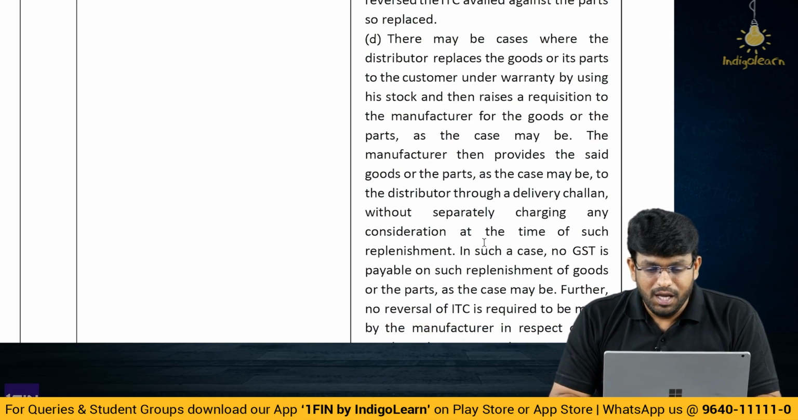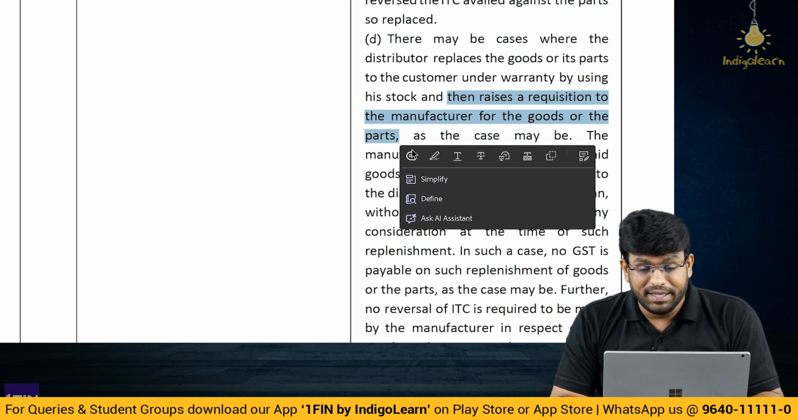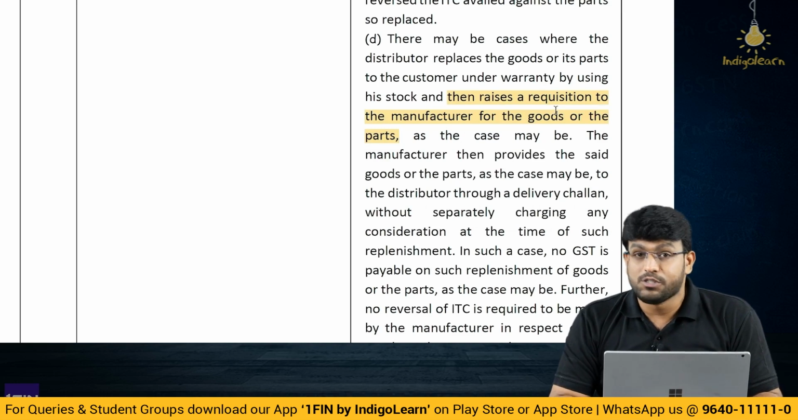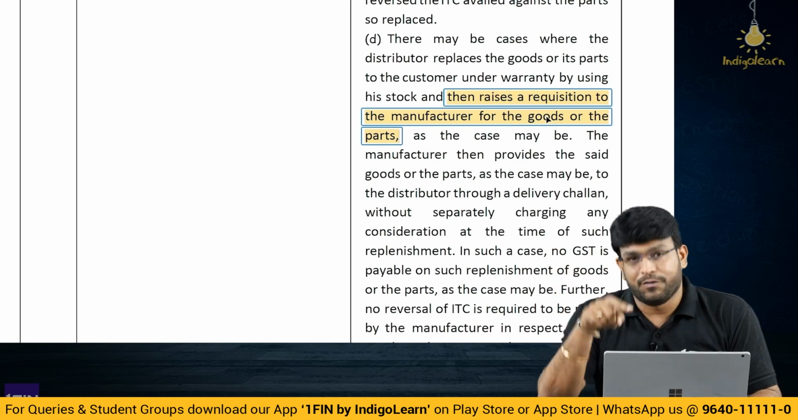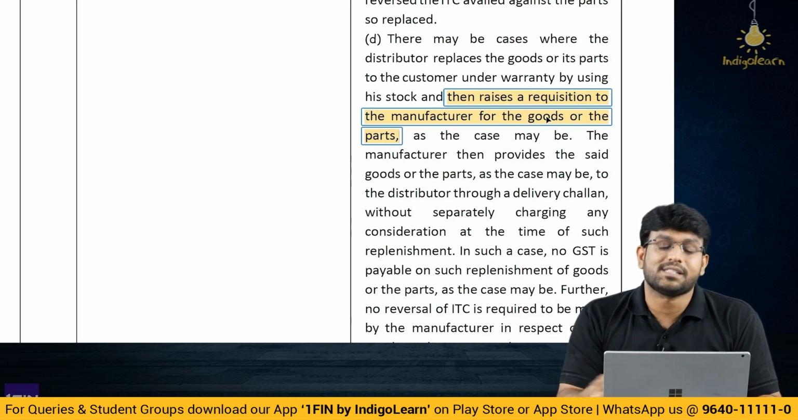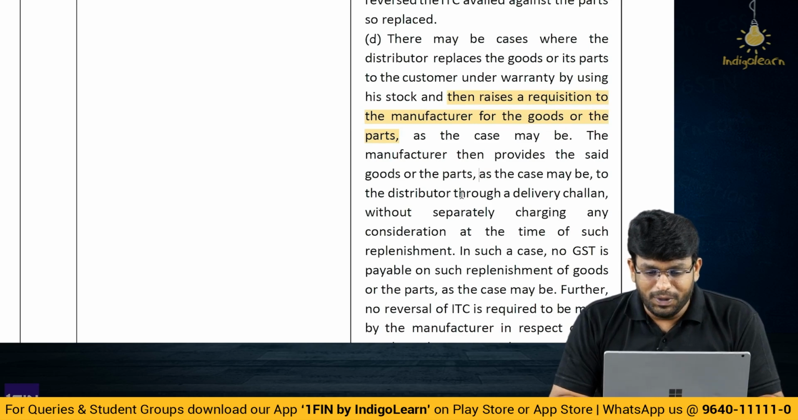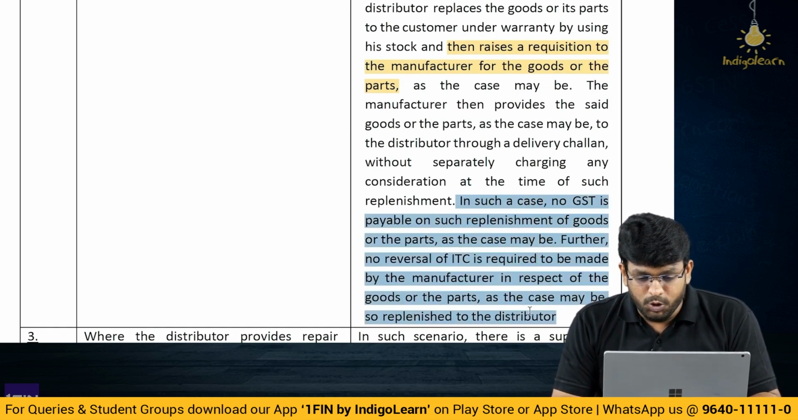Next, fourth case, the distributor replaces the goods or parts under warranty and then raises a requisition to the manufacturer for the part. The second case is different, this case is different. In the second case, he used the manufacturer's part. In the first case, he is using his own part and taking money from the manufacturer. Third case is the credit note. Fourth case, he is using his own part and then taking the part from the manufacturer through a delivery challan without separately charging consideration. In such a case, no GST is payable on replacement of that part and no reversal of ITC also is required.